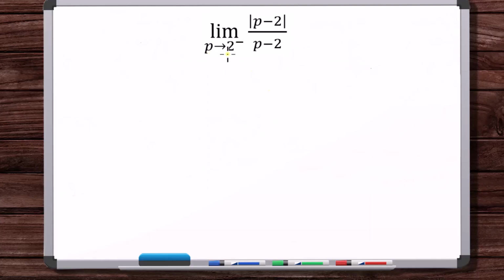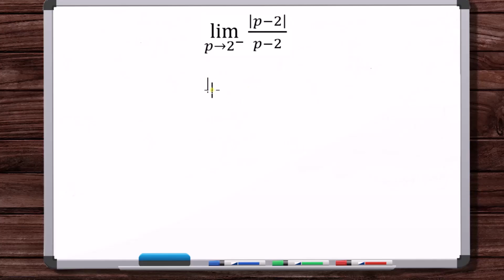Okay, the limit as p approaches 2 from the left of the absolute value of p minus 2 over p minus 2. Well, what we do here is, with the absolute value, we want to analyze the domain portion of this function that we're considering. So we're only considering when the input is less than 2, right? Because we're strictly to the left of 2. So if p is always less than 2, then p minus 2 is always negative, no matter what. So we can simplify this absolute value.